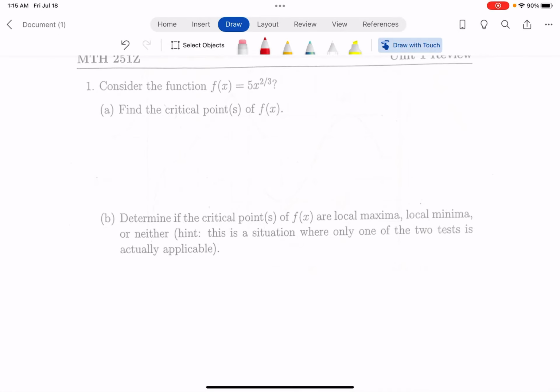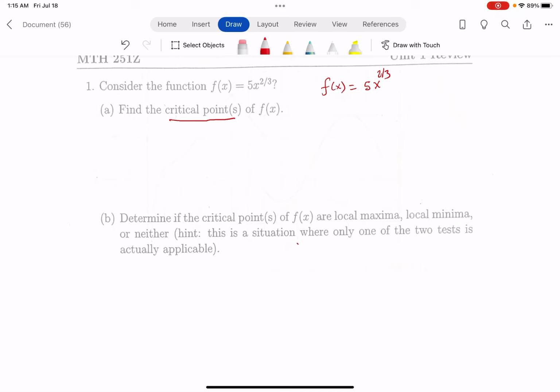Let's look at this problem. Number one, consider the function. The function is given as f(x) equals 5x to the power 2/3. You need to find the critical point.